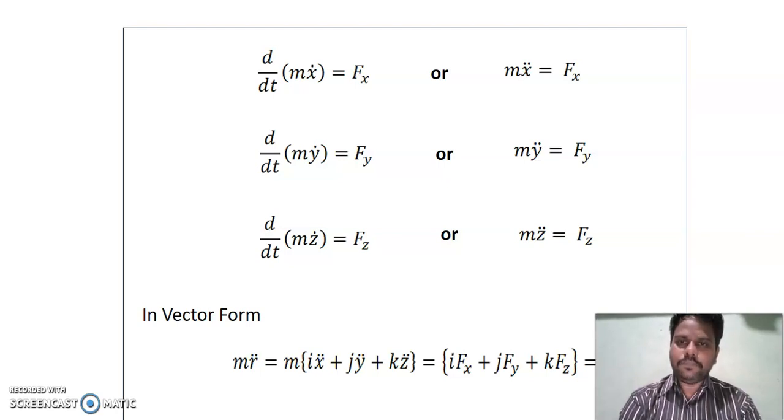Differentiating the L term with respect to ẋ, it reduces to mẋ. And differentiating L with respect to x is equal to 0. Using the Lagrangian equation, d by dt of mẋ is equal to f_x. On differentiation, it reduces to mẍ is equal to f_x.